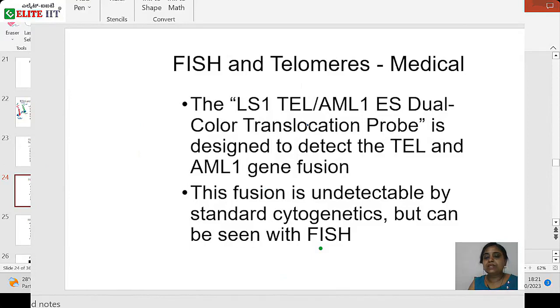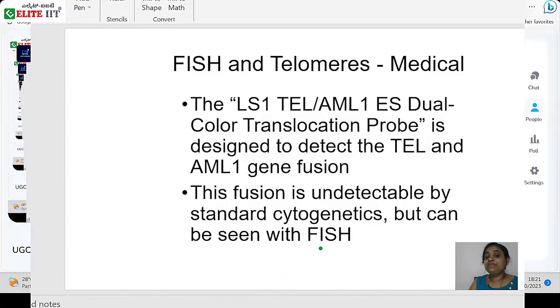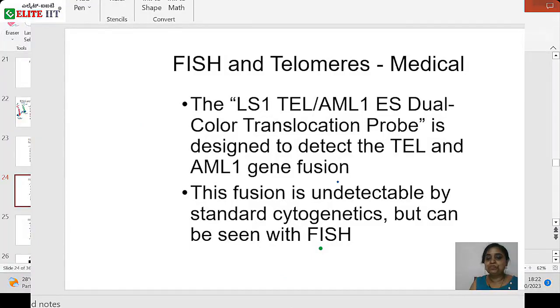Telomerase, see TEL-AML1. A dual color translocation probe is designed to detect the TEL and AML1 gene fusion. That means if you want to identify or localize two regions, you can do that. I told you that you have to use two different probes which are attached with two different fluorescent compounds. So you will find differently colored, differently labeled sites. In this case, one example is given: probes are used against the telomere, TEL, and the AML1 gene.